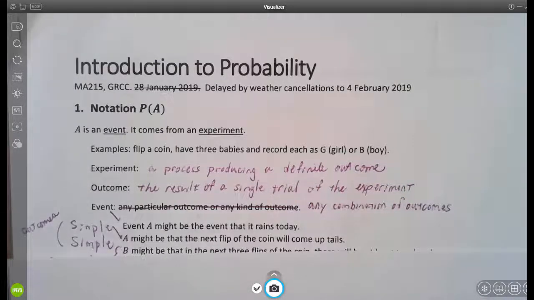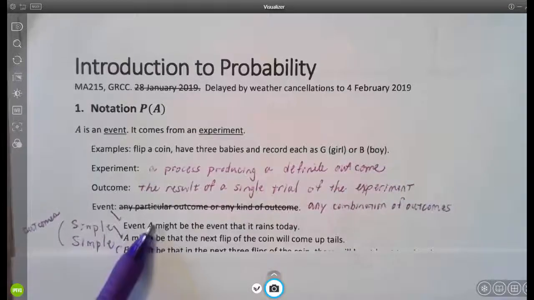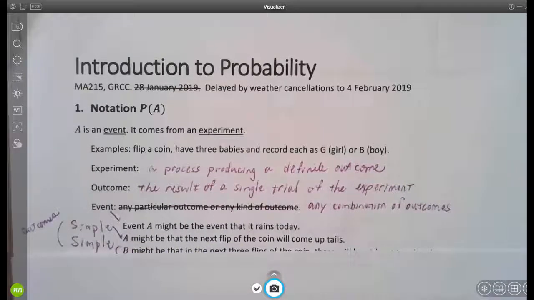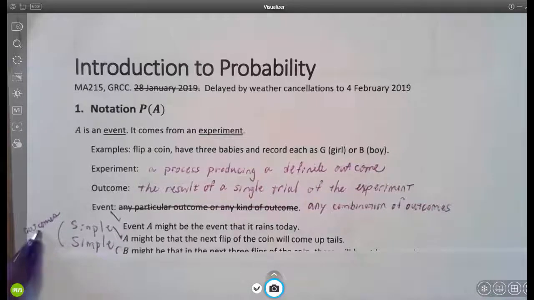Let's take some examples here. Suppose, for instance, the event A might be the event that it rains today. Now, the implied experiment is we just pay attention. We notice that there's either rain or there isn't, and so the event A, it rained, that would be a simple event or an outcome for this experiment. A might be that in the next flip of a coin it will come up tails. Once again, that's a simple event, or you could say it's an outcome because we run the experiment once. That's one of the simple different outcomes that could occur in running the experiment once.